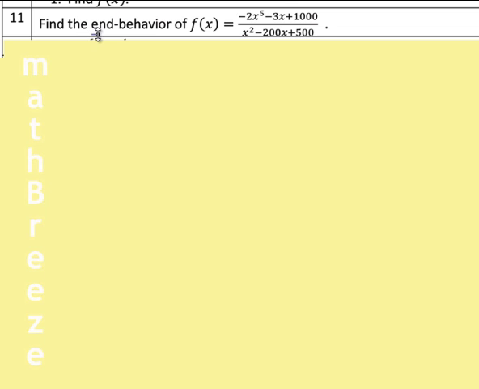In 11, we want to find end behavior. So what we're going to do is just pick off the highest powered terms. So we say as x goes to infinity, minus 2x to the 5th over x squared, which is equal to minus 2x cubed, also goes to infinity.